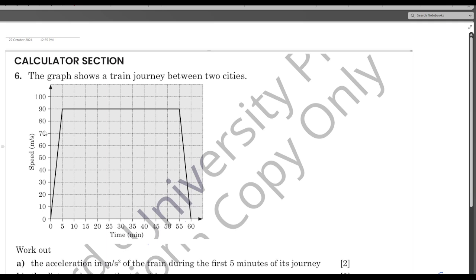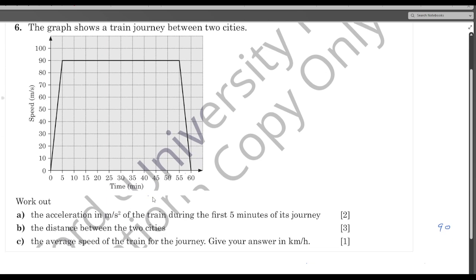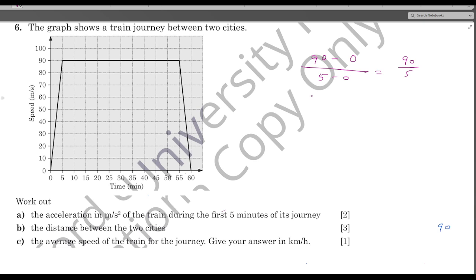This time we can use a calculator. The graph shows a train journey between two cities. Work out the acceleration in meters per second squared of the train during the first 5 minutes. Acceleration is change in speed divided by change in time. Change in speed is 90 minus 0, and change in time is 5 minus 0. So it is 90 divided by 5, which is 18 meters per second squared.